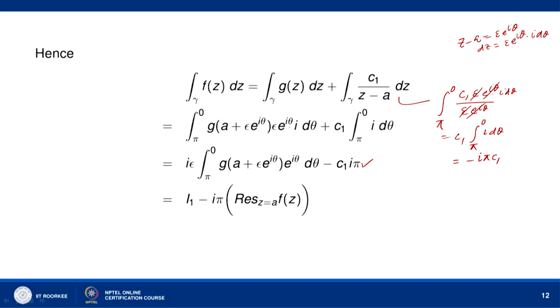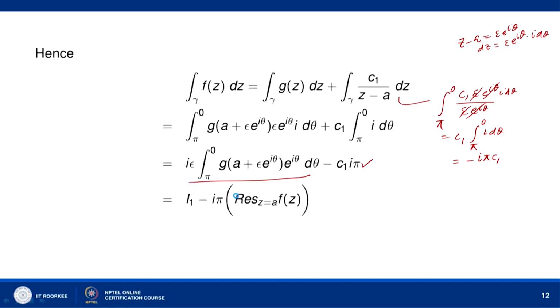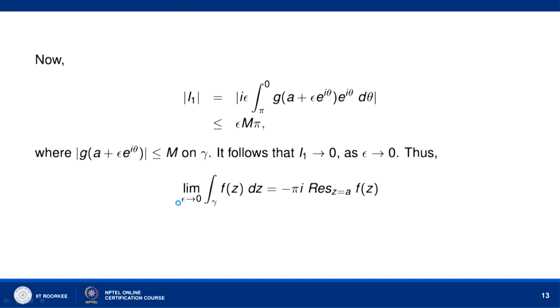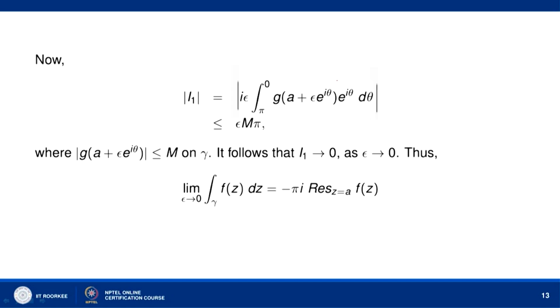The first part is i epsilon, which we can write outside, times the integral from pi to 0 of g(a plus epsilon e^(i theta)) d theta. Let us call this I1. So, this I1 minus i pi into the residue of f(z) at z equal to a. This we have seen here: c1 is the residue of f(z) at z equal to a. So, I can write i pi times the residue of f(z) at z equal to a, and then let us evaluate the value of I1. Now, mod of I1 is equal to mod of i epsilon into the integral from pi to 0 of g(a plus epsilon e^(i theta)) d theta. So, mod of this quantity.